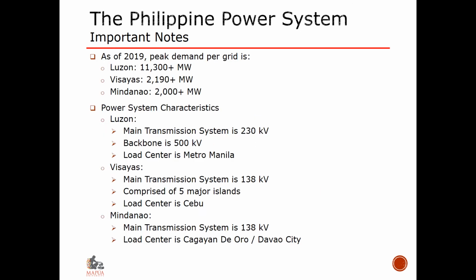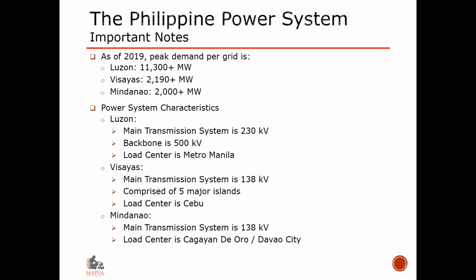Now, some important notes. As of 2019, peak demand per grid in Luzon is 11,300 megawatts. In Visayas, there's more than 2,190 megawatts, and in Mindanao, we have 2,000 plus megawatts.